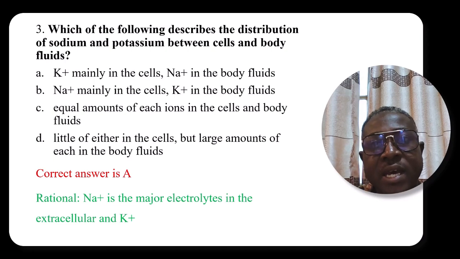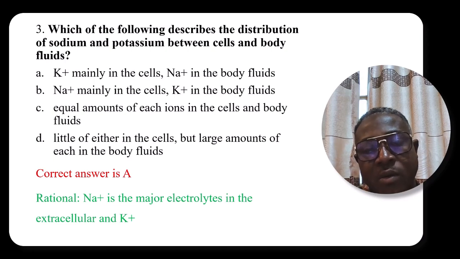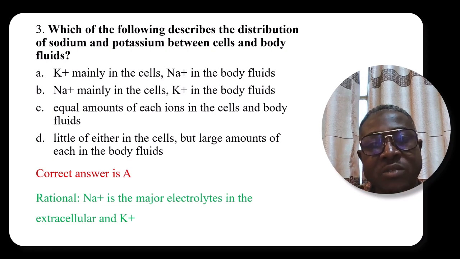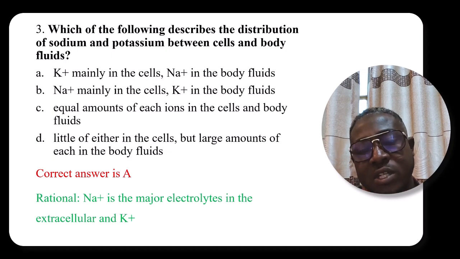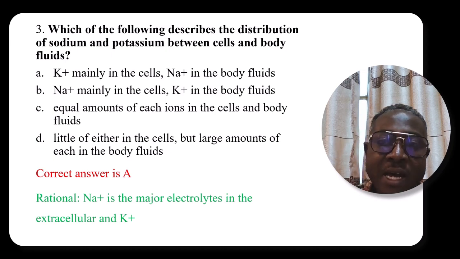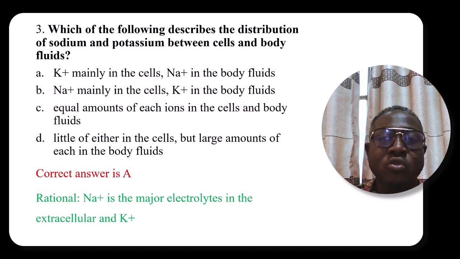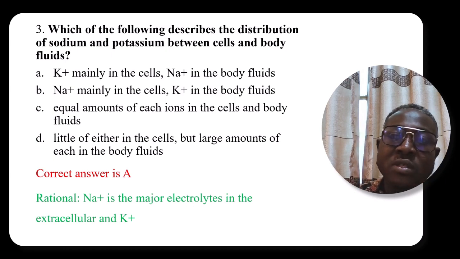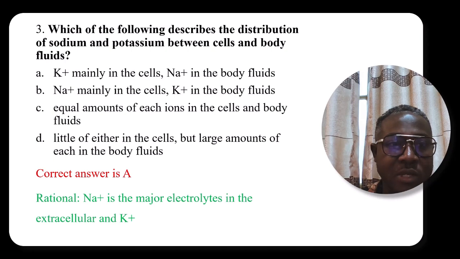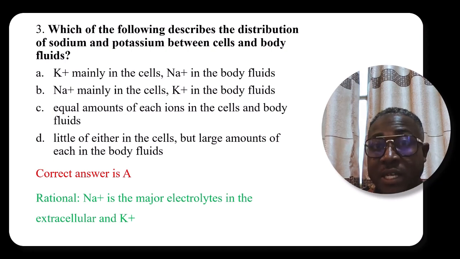The correct answer here is A. They just want to trick you here. They say potassium mainly in the cell, which is correct. Potassium is the main intracellular electrolyte. Then sodium in the body fluids. The body fluids are mainly found in the extracellular space, where we have the transcellular fluids, the interstitial fluids, and the intravascular fluid, which is the blood. So sodium is really found outside the cell, within the body fluids, and not B, which is the interchange of it.